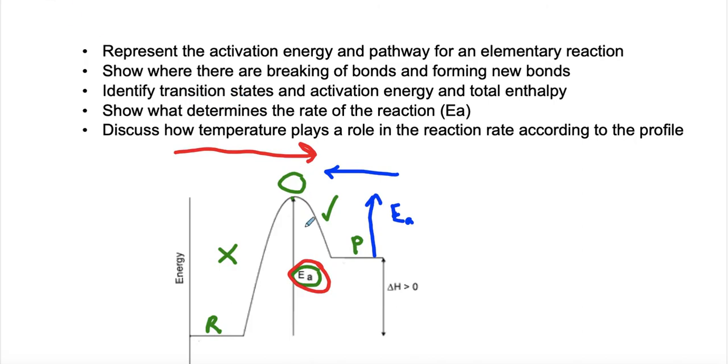Identify transition states and activation energy and the total enthalpy. This is the total enthalpy over here. It's endothermic in this reaction. Show what determines the rate of the reaction. It's your Ea, and discuss how temperature plays in. So again, if you have higher temperature, you're going to have more of these molecules, these reactants, that have enough energy to get over the activation energy.